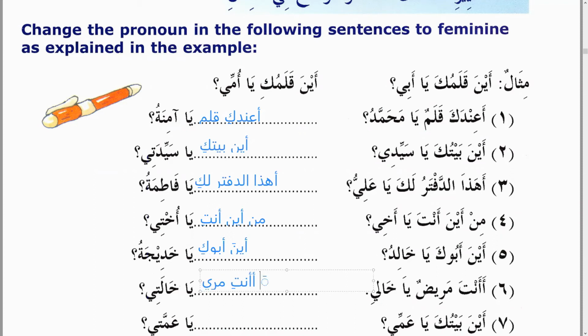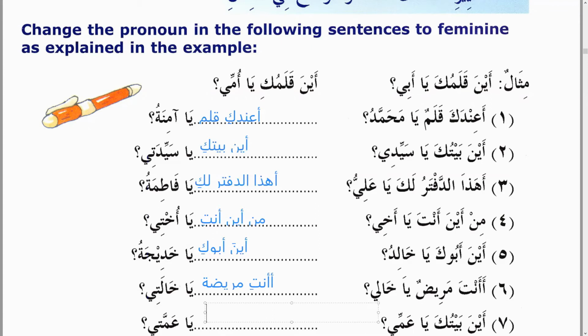This is what I was wanting, because many people make a mistake here. They say maridun again. It's maridatun. Why? Because you're speaking to a feminine, right? So it cannot be maridun. It should be maridatun. Aina baituka ya ammi?